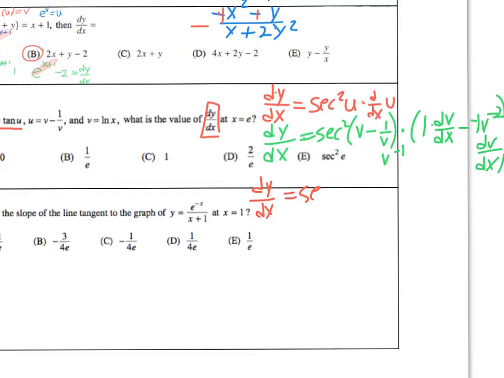is equal to secant squared of ln of x minus 1 over ln of x. And that's going to be multiplied by 1 times the derivative of ln of x, which is 1 times 1 over x. Minus minus is plus, and that's going to be 1 over ln of x squared. And then that's also going to be times 1 over x, because that's the derivative of v.